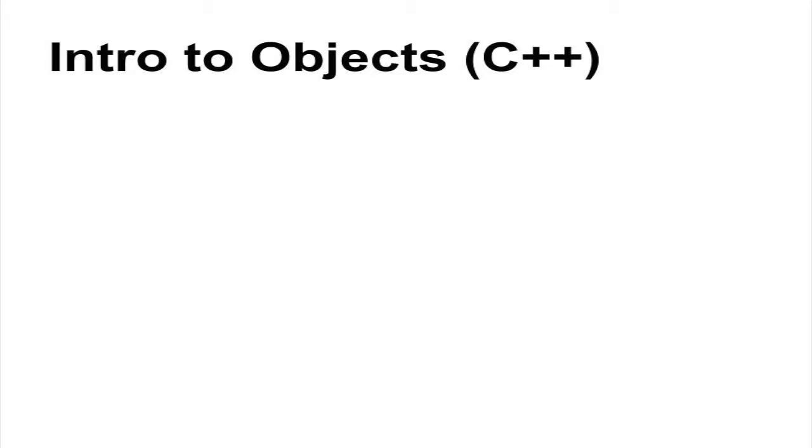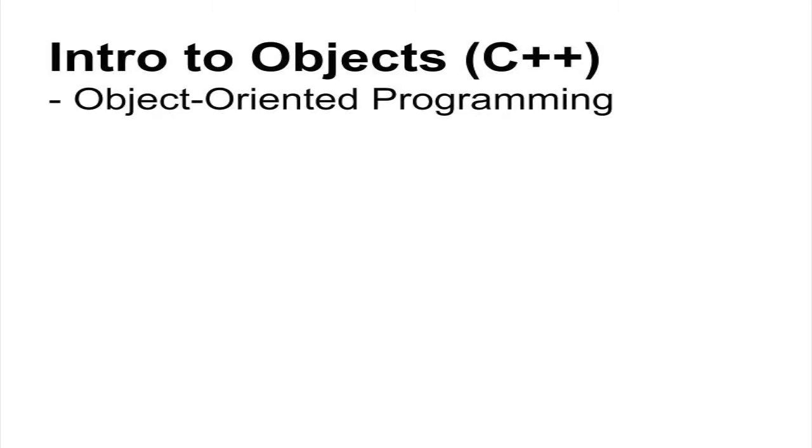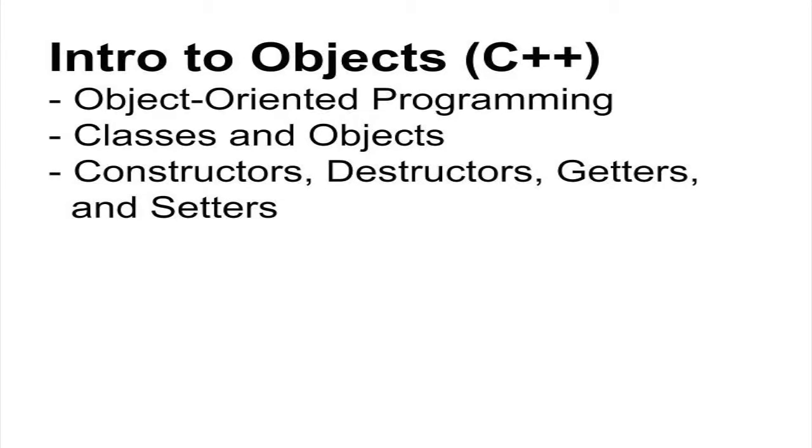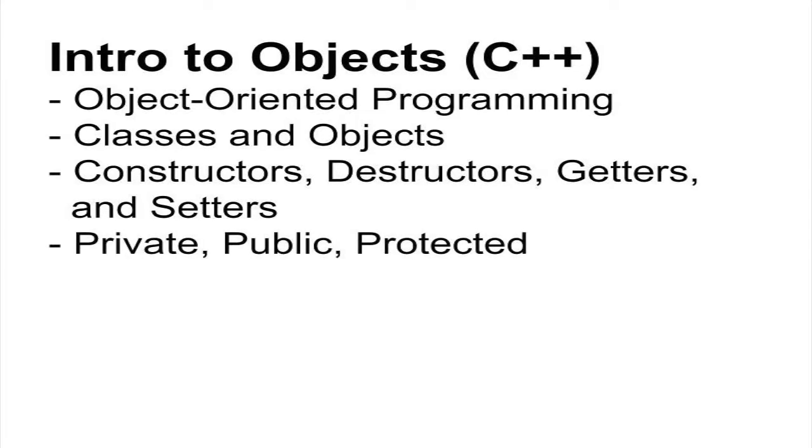In this tutorial, we will be taking an introductory look at object-oriented programming in C++. Here we will look at classes and objects and their various components. We will look at the basic types of class operations such as constructors, destructors, setters, and getters. Finally, we will look at the keywords private, public, and protected.